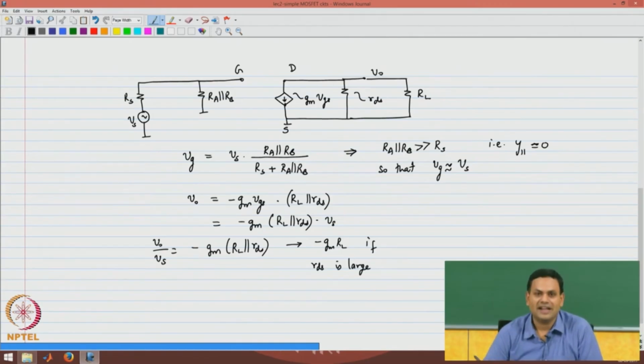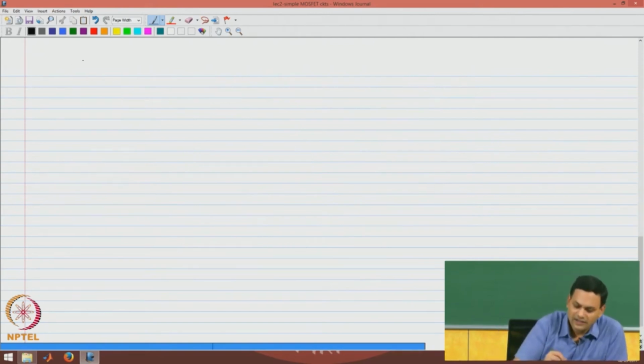Let us look at a slightly different circuit. The next circuit that we are going to look at is the common drain amplifier.